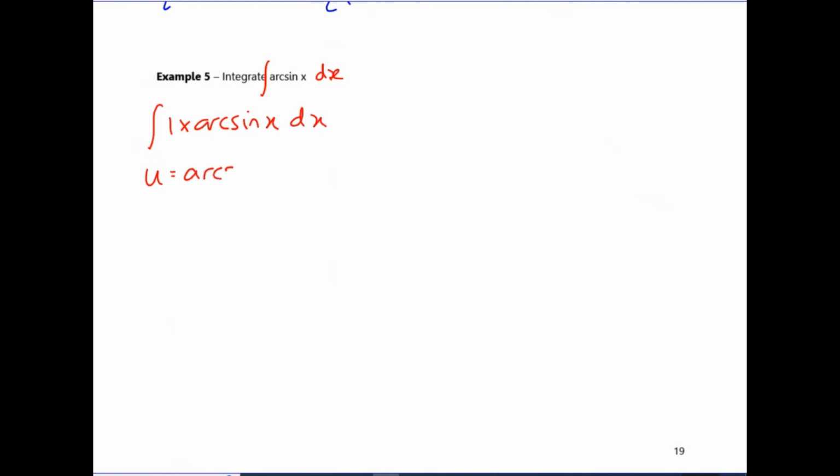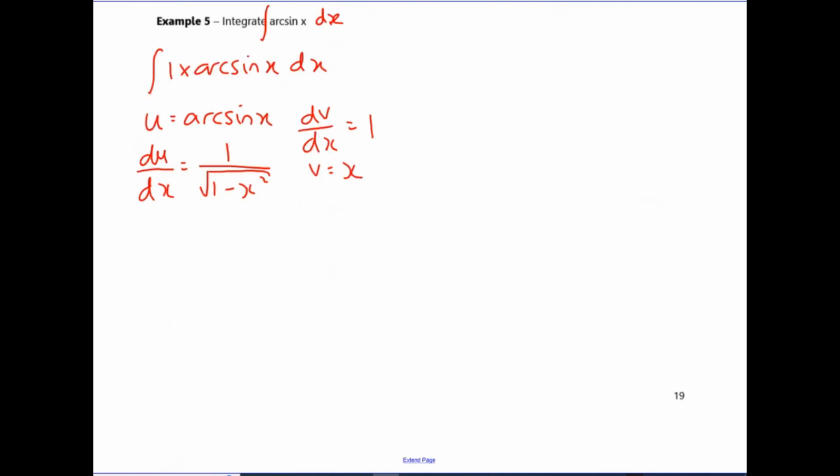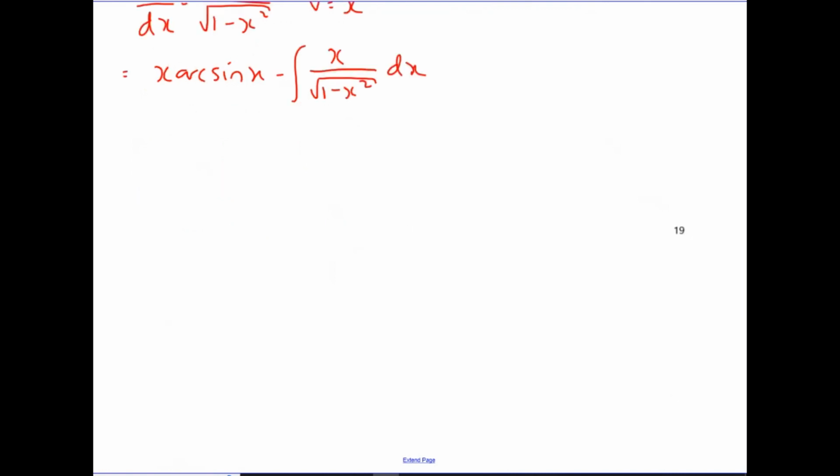So if I let u equal arcsin x, because I know how to differentiate it, and let dv by dx equal 1, I can differentiate arcsin x to give me 1 over root 1 minus x squared, and I can integrate 1 to give me x. Sticking this into your integration by parts, you get u times v, so x arcsin x, minus the integral of v times du by dx. Gives me this.